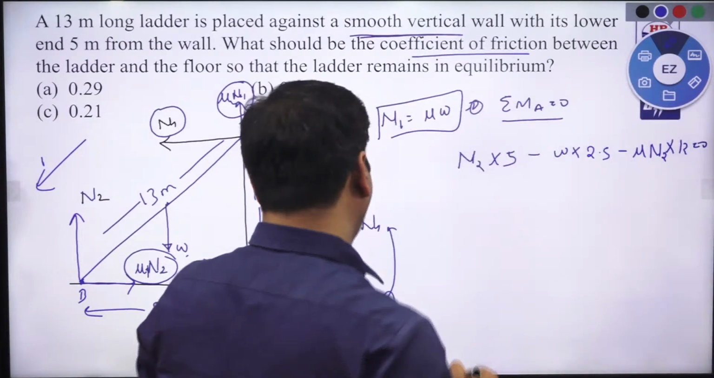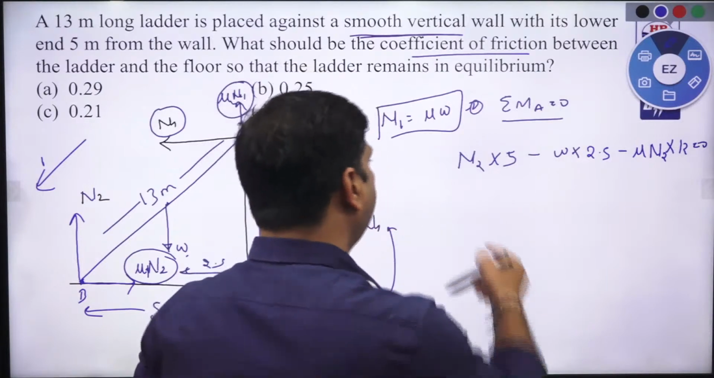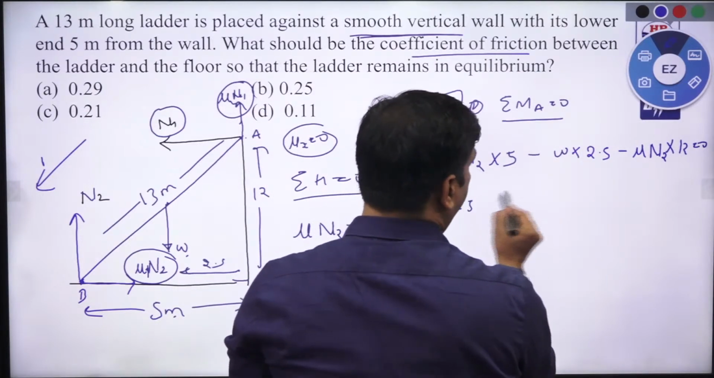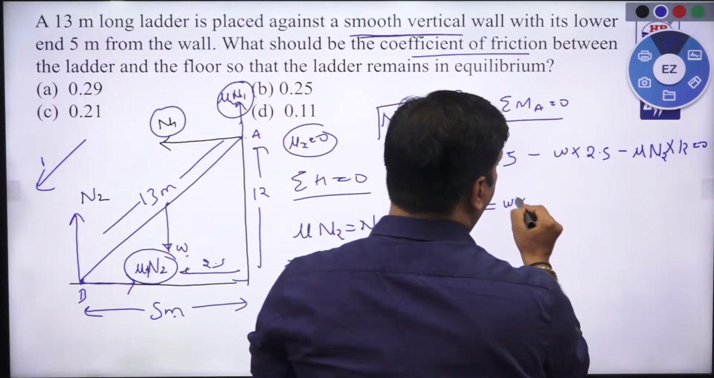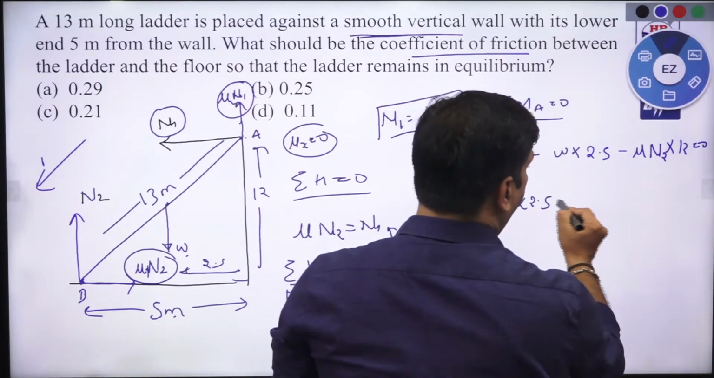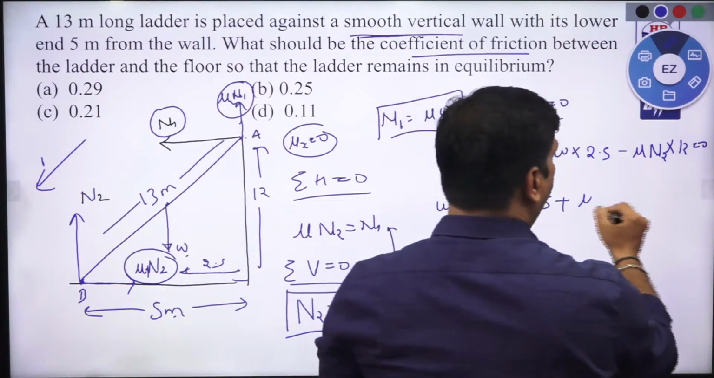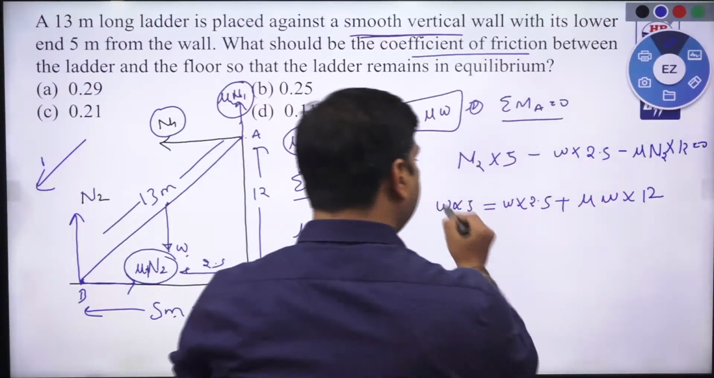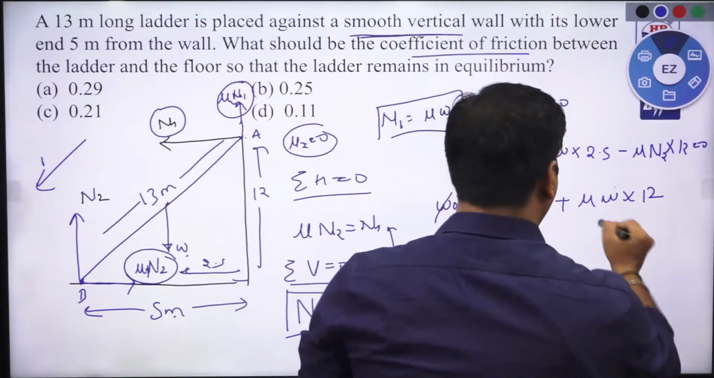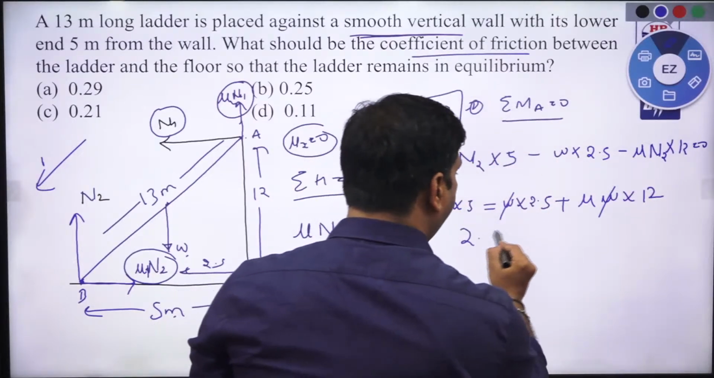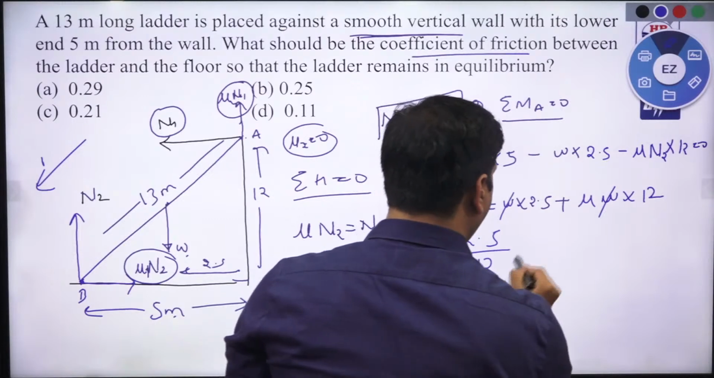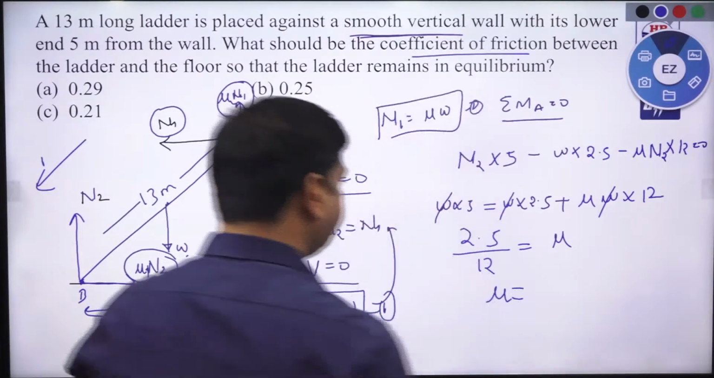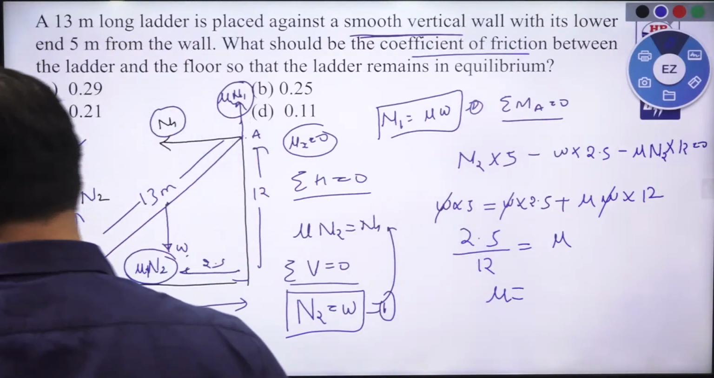If you know the value of N2 is also equal to W, so the whole thing comes in terms of W into 5 equals W into 2.5 plus mu into N2, which is W into 12 again. So this W is cancelled on each side. So now 2.5 divided by 12 equals mu. So the mu value comes to be 0.21.